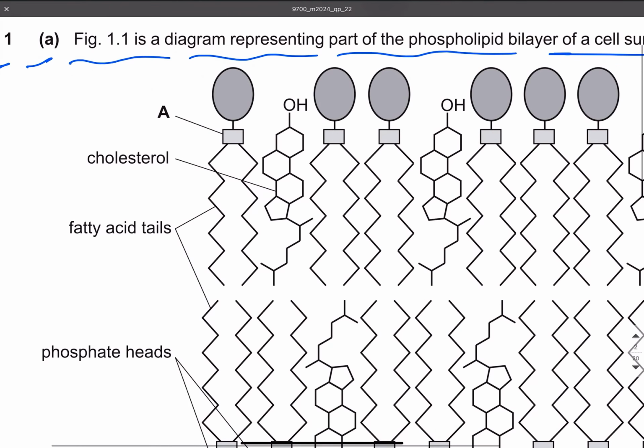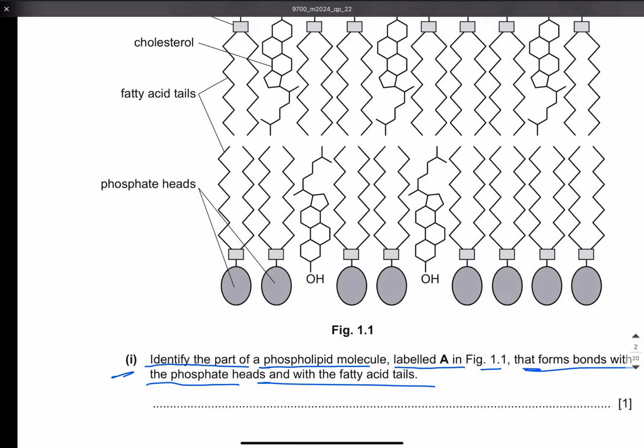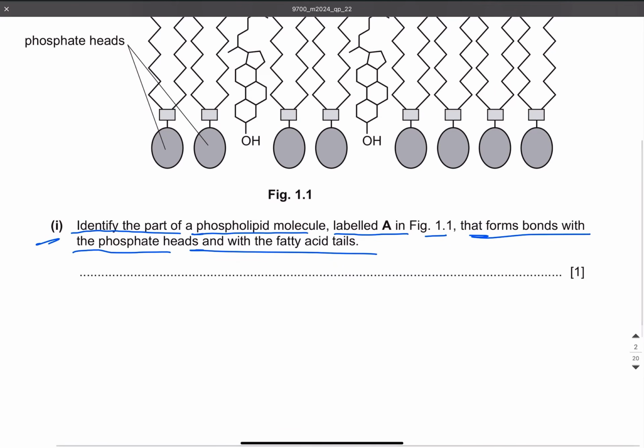So guys, we have to identify this part A of the phospholipid. So this is the phosphate group and these are the fatty acid tails. So basically phosphate group and fatty acid tails are attached to glycerol. So A is glycerol, which is attached to the phosphate heads and with the fatty acid tails. So the answer is glycerol.